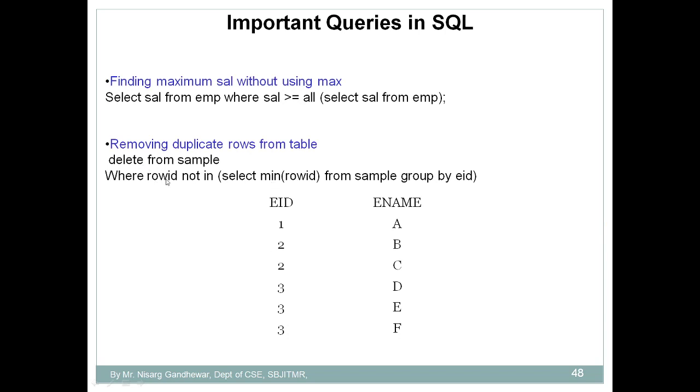So in this case I make use of the NOT IN clause: delete from sample where row ID is not in. Finally I will get output where only three rows are left in my table. Don't worry about this, I will show the execution in the live SQL itself.